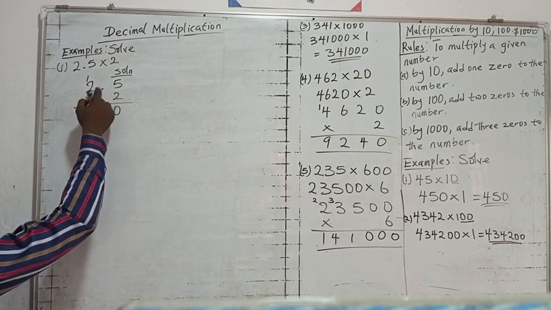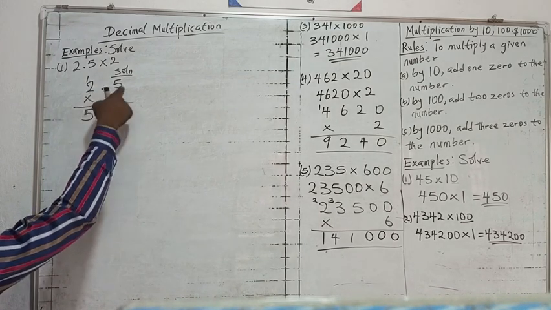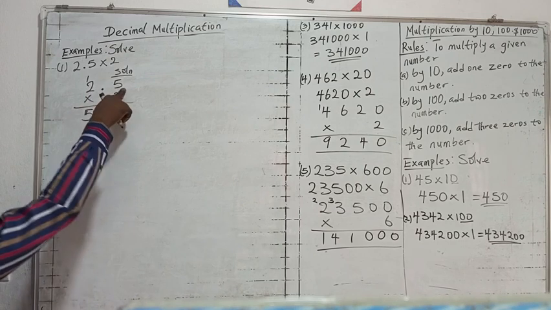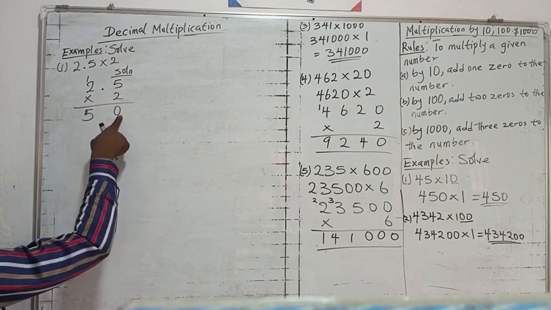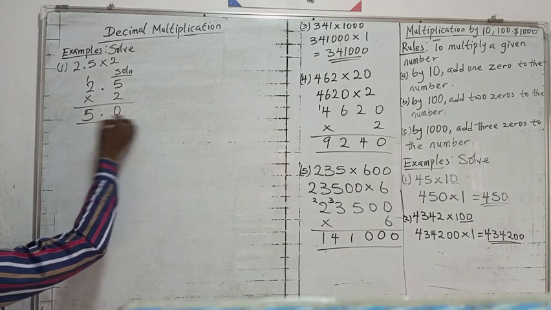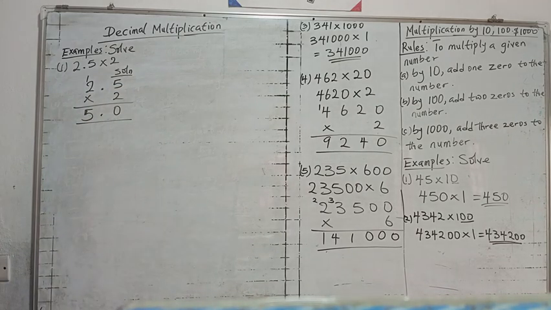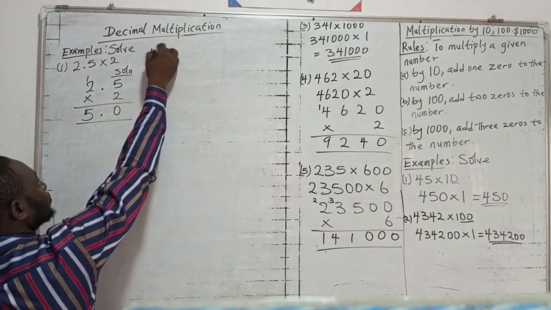Now look at the decimal number. How many decimal places? How many decimal values in the decimal part? 1, right? So 1, I add. So my answer becomes 5.0.